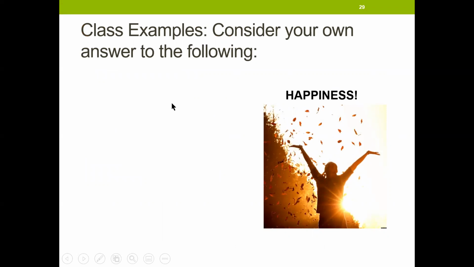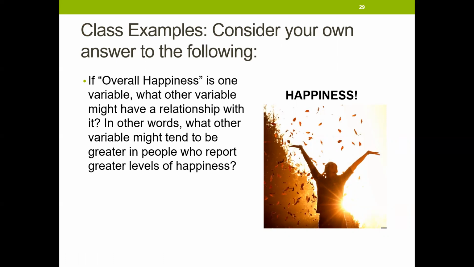So for this little example, if I was live with you, I would ask you to consider the following question. Consider that overall happiness is one variable, and let's make it a continuous variable rated on a scale from 1 to 10, and let's assume we have a good way to measure it. What other variable might relate to it? In other words, what other variable might tend to be higher in people who report higher levels of happiness? That's the question I would ask you to answer in a group.